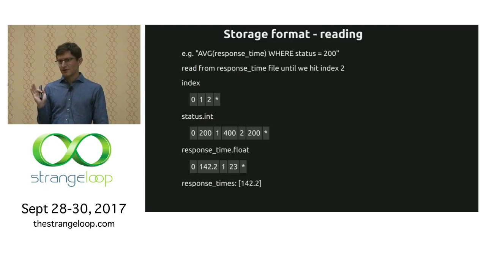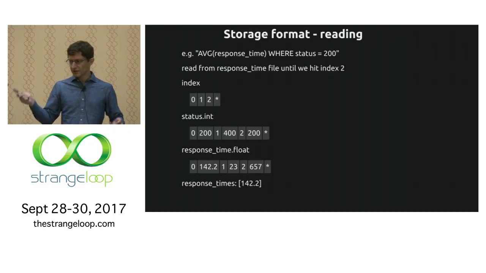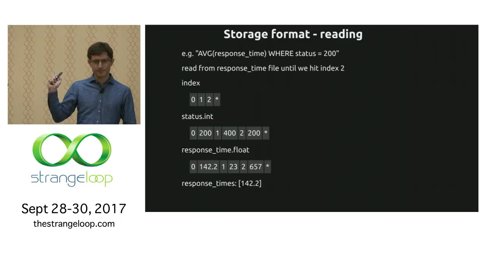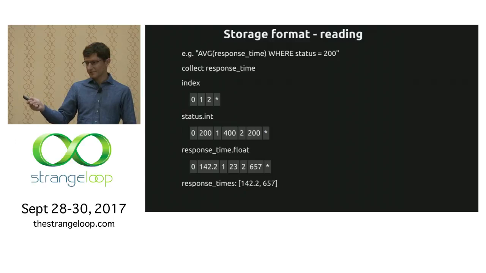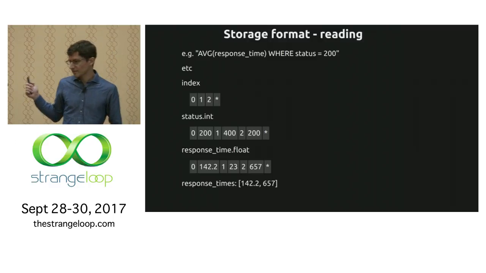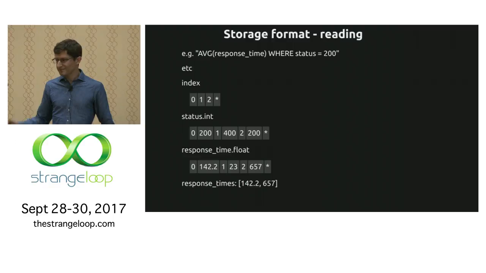Well, hang on. This is index 1. That's not what we're looking for. Well, that's because this is the event that we skipped because the previous status didn't match. So we just keep going. Here we go, index 2. So we forget about that 23. We don't want that one. Here we've got the value 657. So we collect that, and so on. And so this is how we scan through all of those files. And we can do all these reads in parallel so long as we have enough I/O capacity.